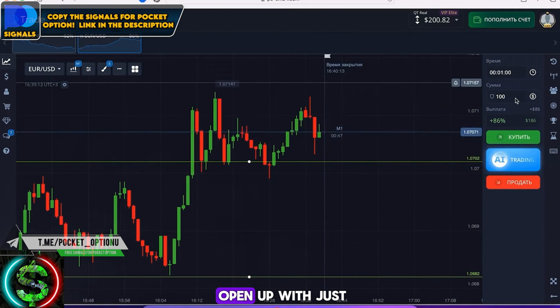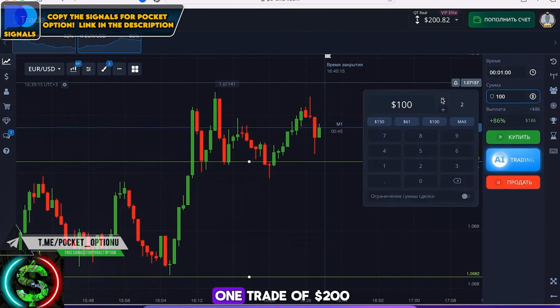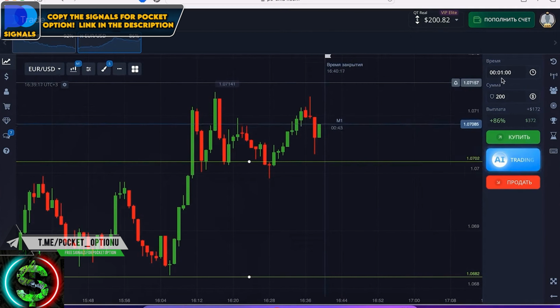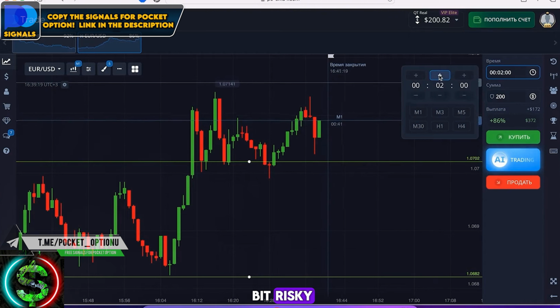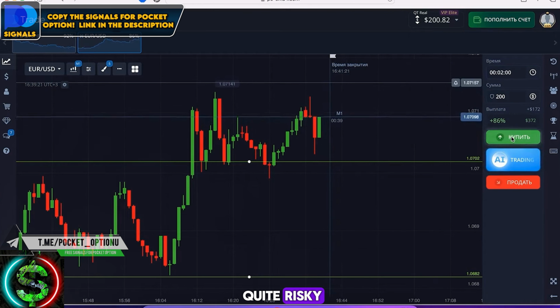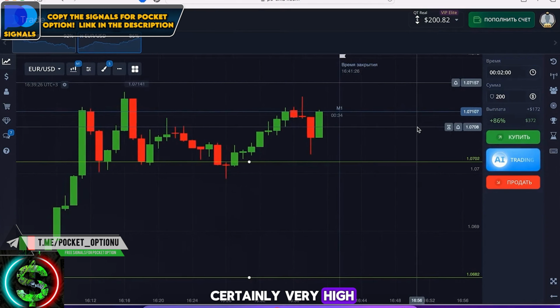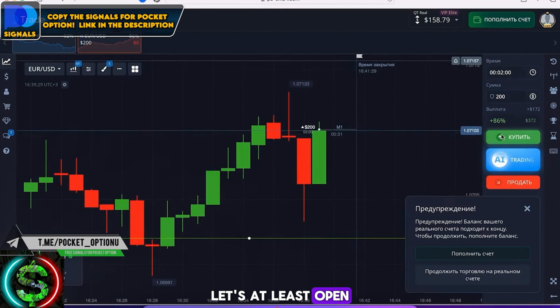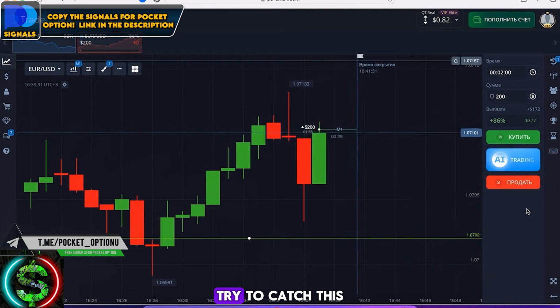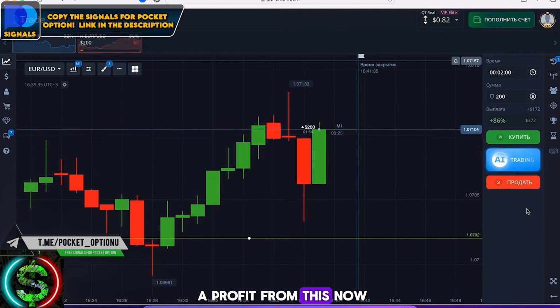So now I will open up with just one trade of $200. This is certainly a bit risky. Not just a bit, but quite risky. I want to open for 2 minutes here, but the position is certainly very high. Let's at least open here, a little lower. Try to catch this moment, and I'm speeding it up. Let's try to take a profit from this now.